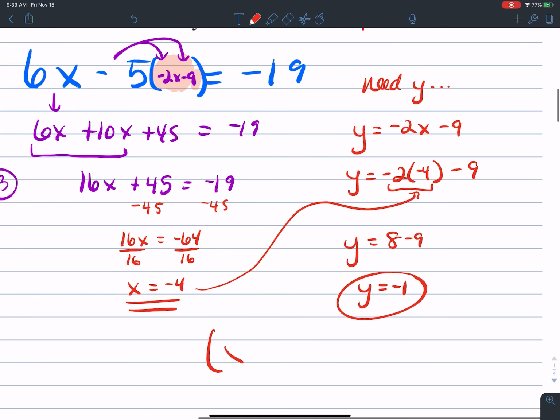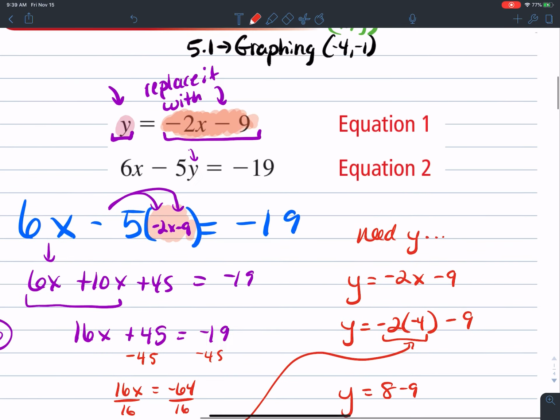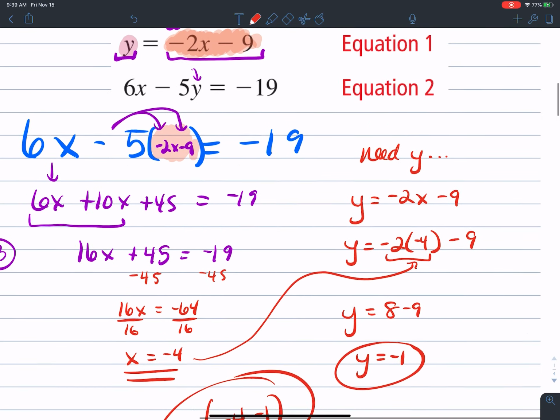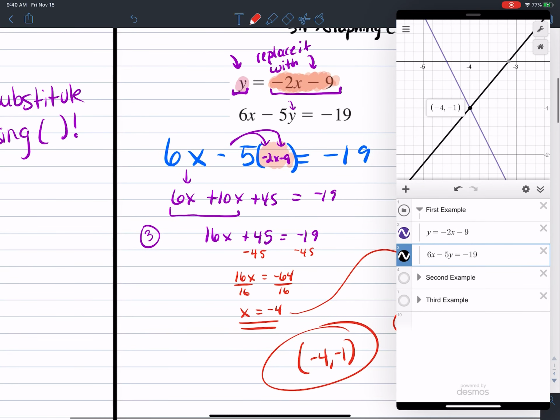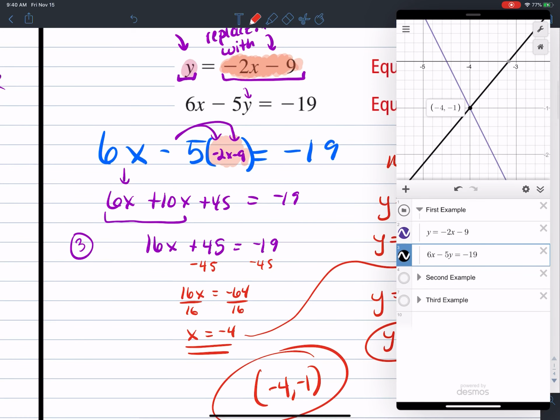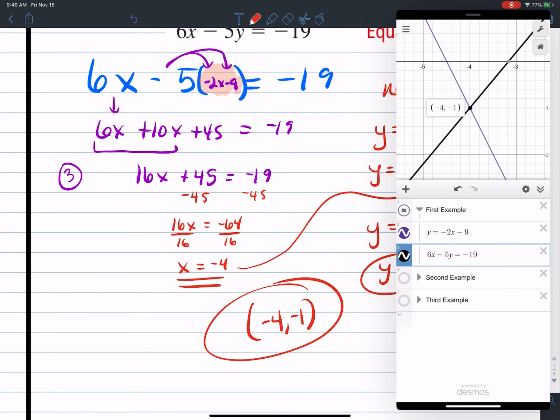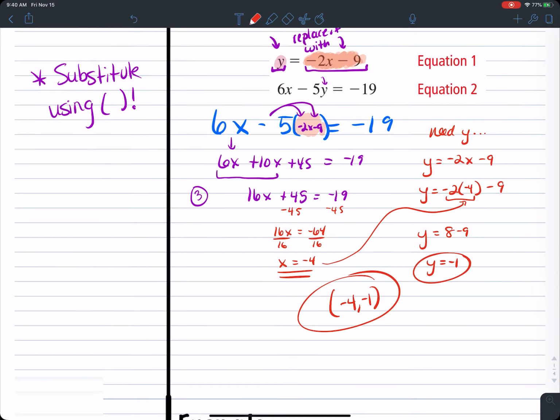So algebraically, we found our x value was -4 and the y value was -1. So we organize it into an ordered pair. And that's what we saw in a graph. These two lines touch at the point -4, -1. So we've algebraically, or in other words, using substitution, found where these two lines touch. So that's the overall goal of substitution.